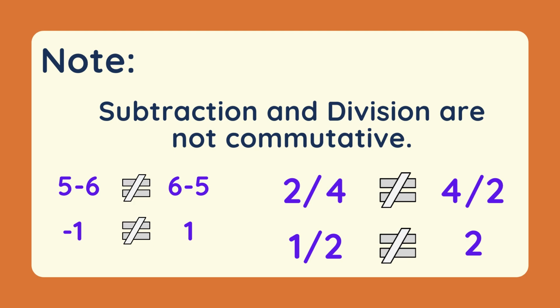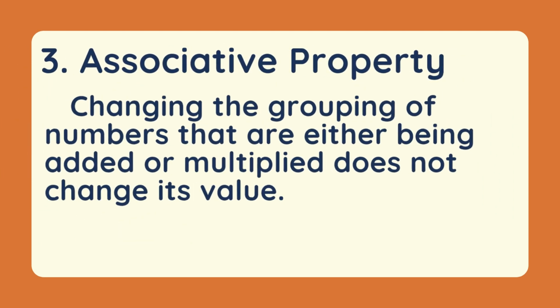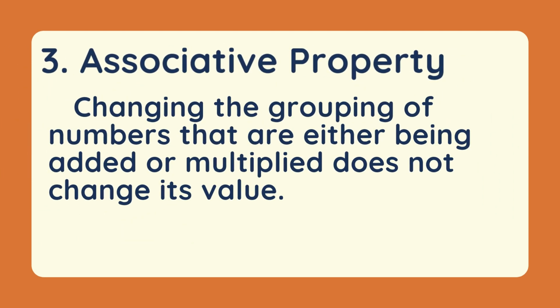They are different; we have a different quotient for each. 2 over 4 is 0.5 and 4 over 2 is equal to 2. So, the commutative property is not applicable. Let us have the associative property.